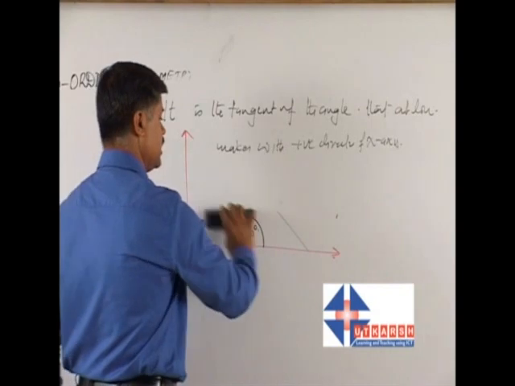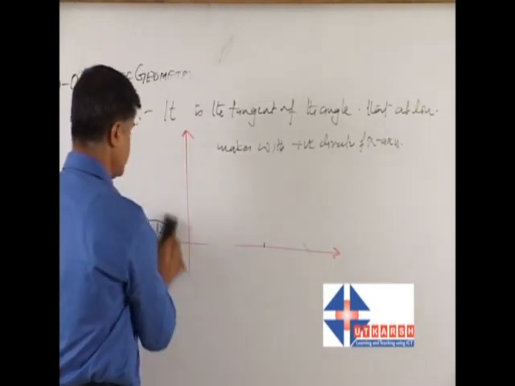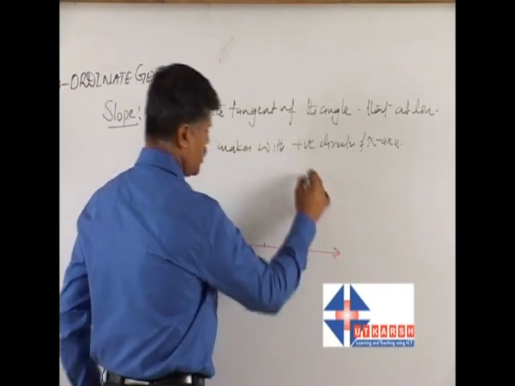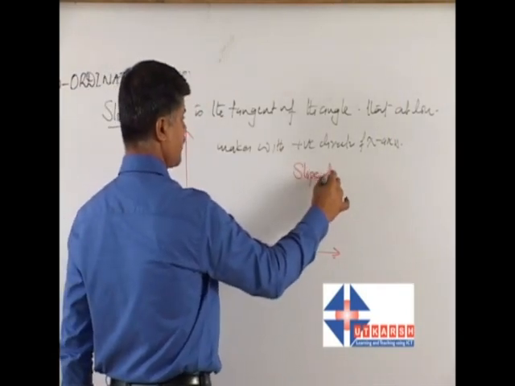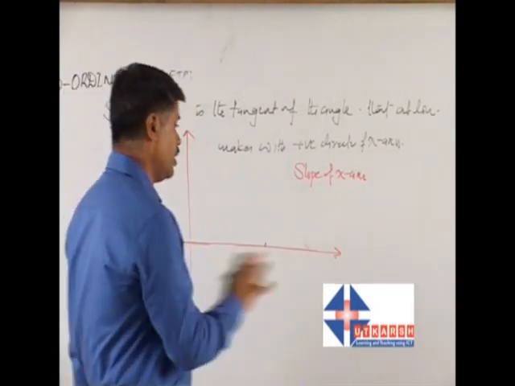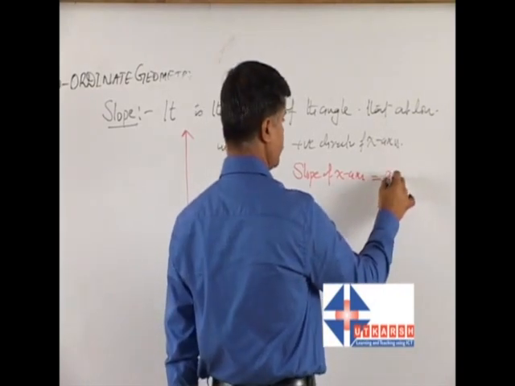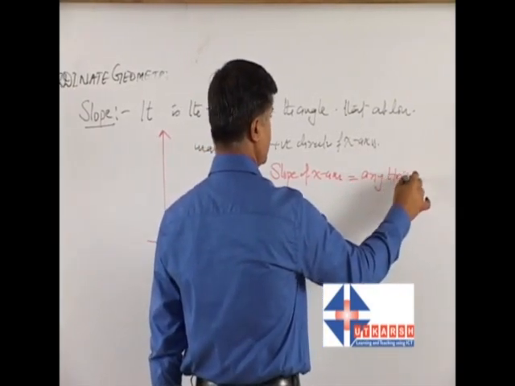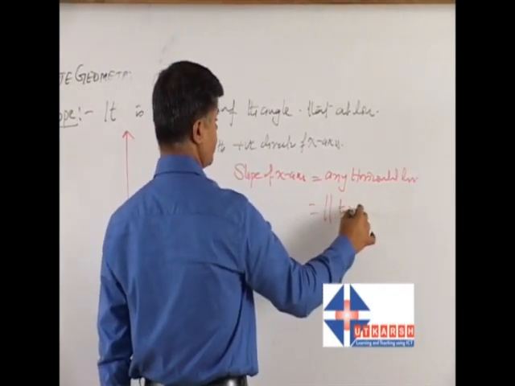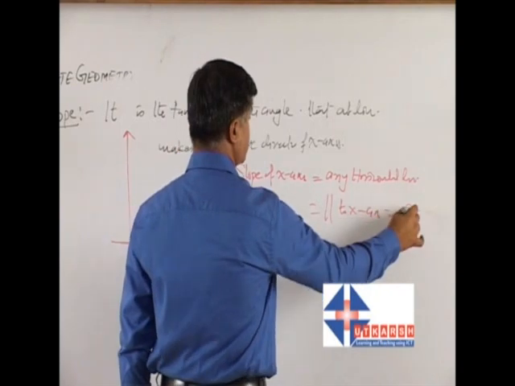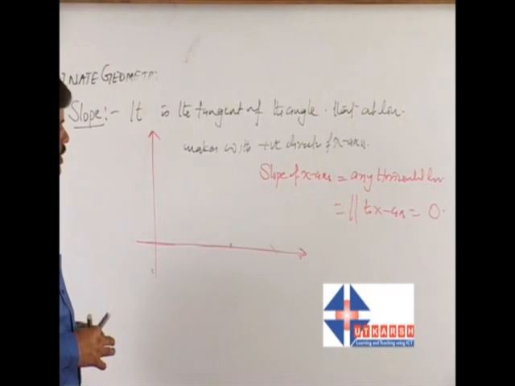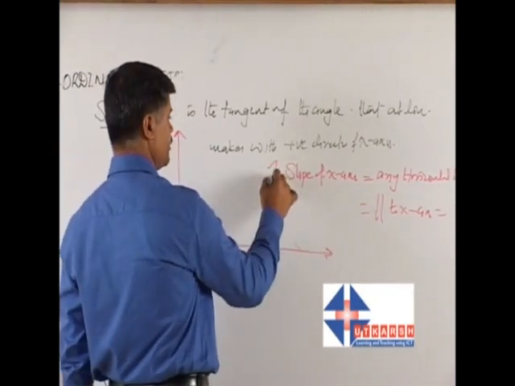Slope of the x-axis, this line, or any horizontal line, or any line parallel to the x-axis, is always 0, because the line makes angle 0 with this. So what does tan 0 become? It becomes 0.